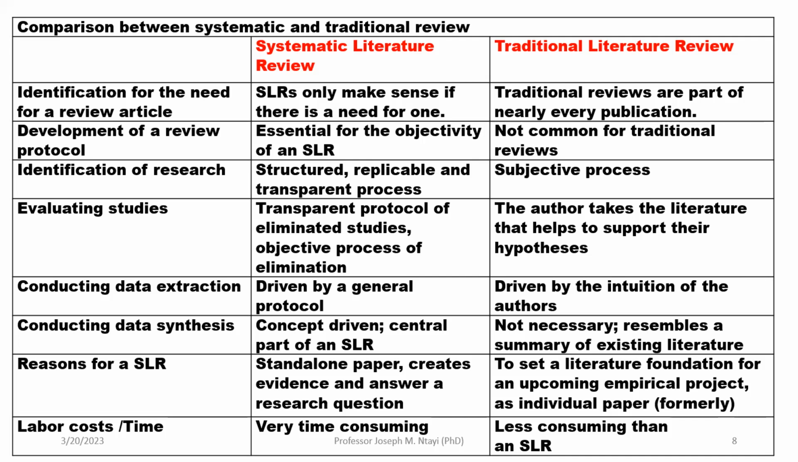In terms of evaluating studies, again, for systematic, it is transparent because we have a transparent protocol of studies that we eliminate, including the gray literature. If you really discover that you don't need gray literature, but sometimes you may need gray literature. So that is something that we shall discuss later on so that we understand what gray literature is all about. Now, under traditional review, when it comes to evaluating studies, the author takes the literature that helps to support their hypothesis or the arguments, that's all. Right, so there's a lot of bias that goes into that.